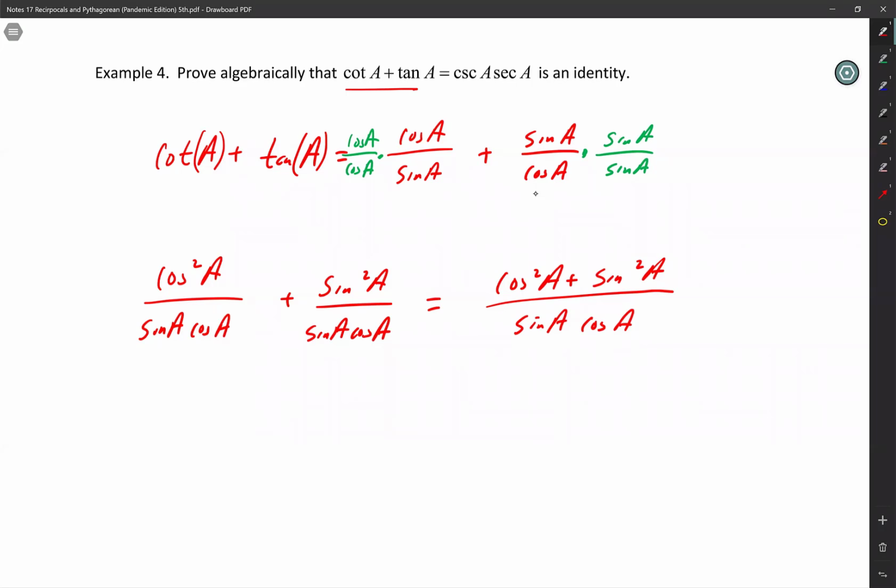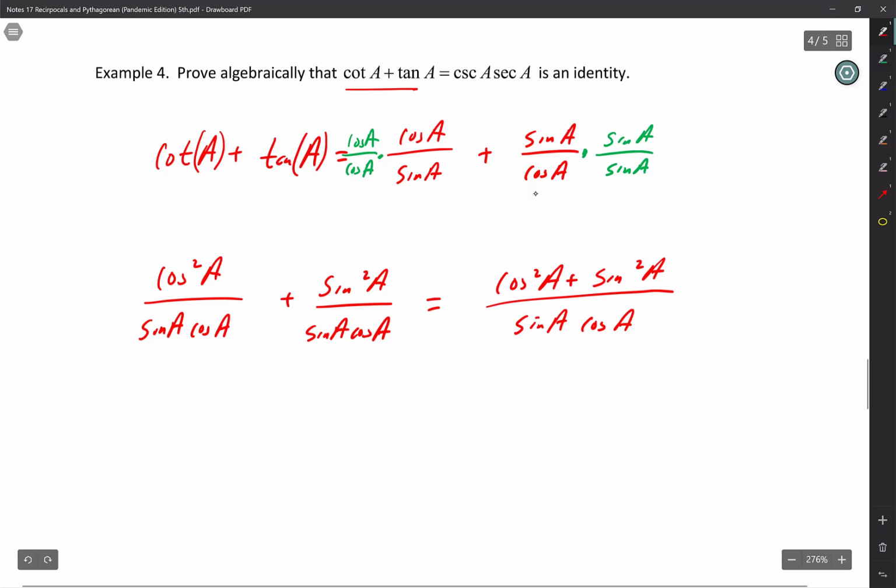Okay, now what? Now I'm stuck. Where do I go from here? I'm not really stuck, but what do we do? Is there something in there that looks like something we just learned a little while ago? Do you see it?